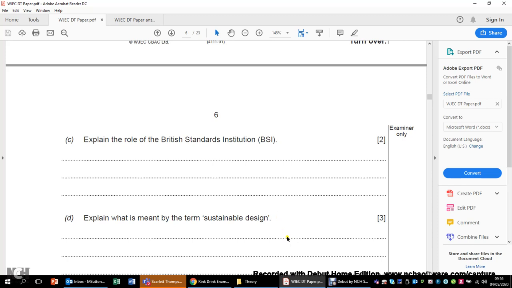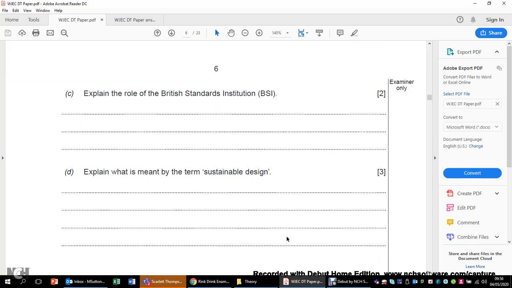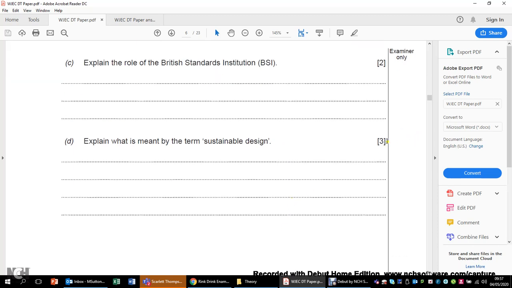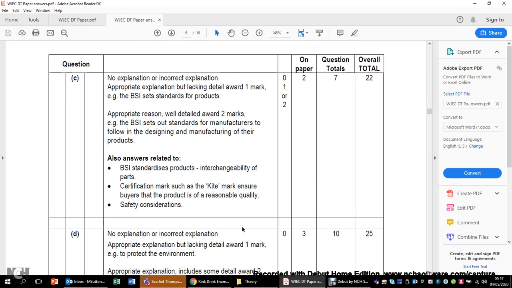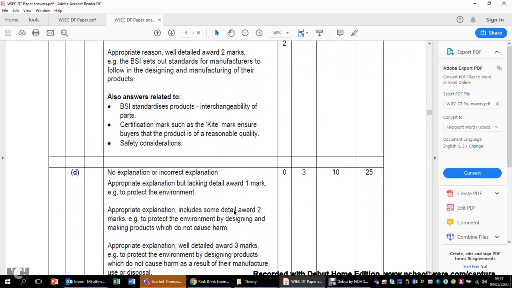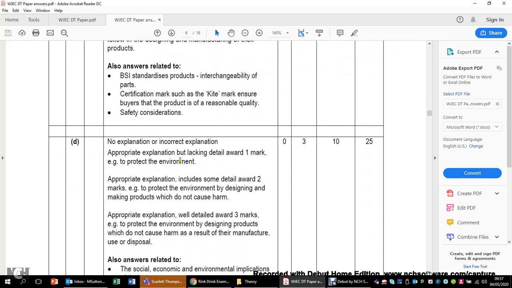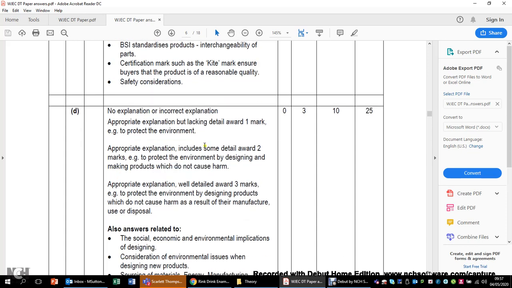Explain what is meant by the term sustainable design. Now, it's a 3-pointer, so they're going to want a lot of marks on this one. And it's quite a tricky one, if I'm honest with you. We've got here appropriate explanation but lacking detail, award 1 mark. To protect the environment, it's 1 mark. Appropriate explanation including some detail: to protect the environment by designing and making products which do not cause harm. So that would be a 2-pointer because you basically made it into a 2-point paragraph.